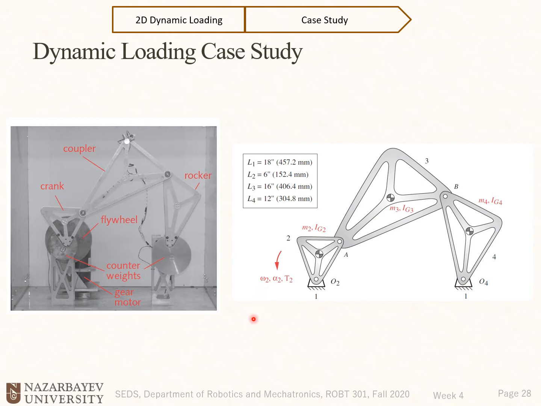We had omega 2 on the crank. We had alpha 2 and T2 of the crank as well. Those were given. And now we want to find reaction forces in these supports and other unknowns, like velocity and acceleration of other bodies.